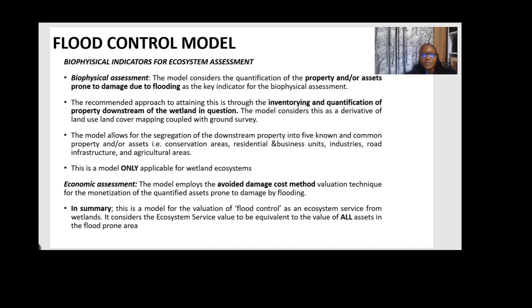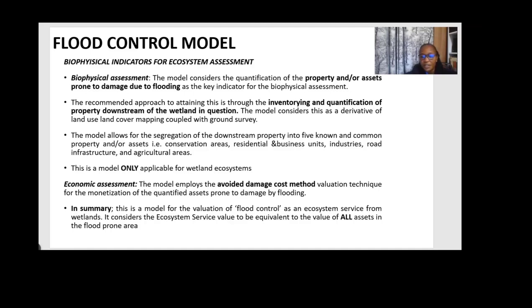The model allows for the segregation of the downstream properties into five common properties or assets that we were able to come up with when we were working in this project. Number 1, we have the conservation areas. These could be forests, rangelands that have been conserved, and money is being paid towards their protection and conservation. Then we have the residential and business units. We have industries, we have roads, infrastructure, and agricultural areas.